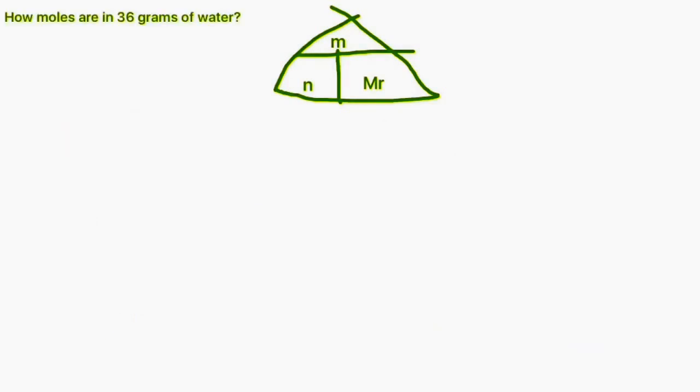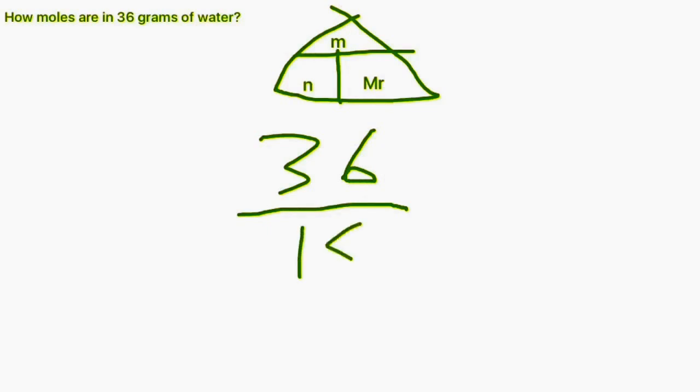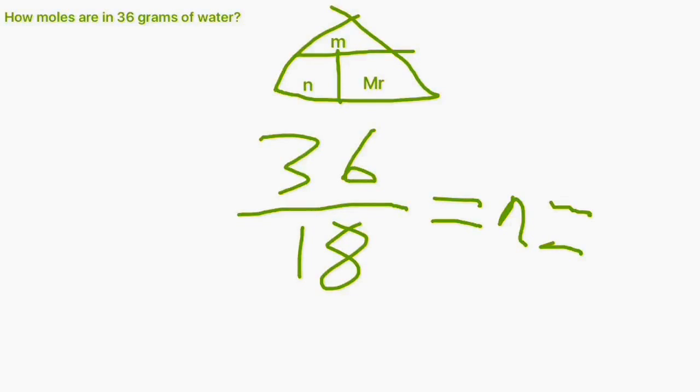So let's take this question for example. If I have 36 grams of water, that becomes my M, my mass in grams. I then divide that by the relative mass of water, which is 18 in this case. And then I take the answer, and that becomes my N, 18 being my MR, and that then becomes 2.